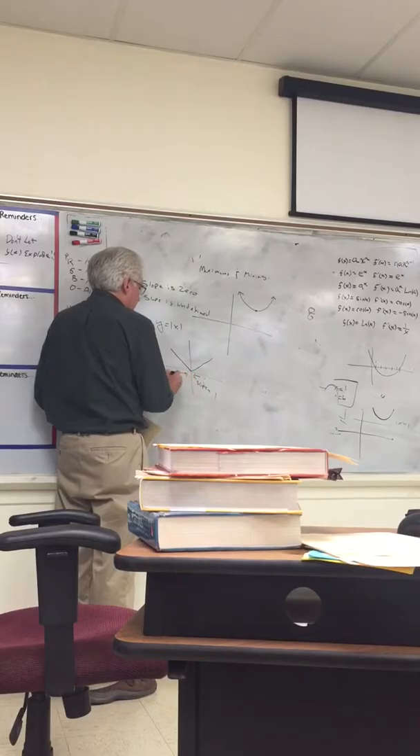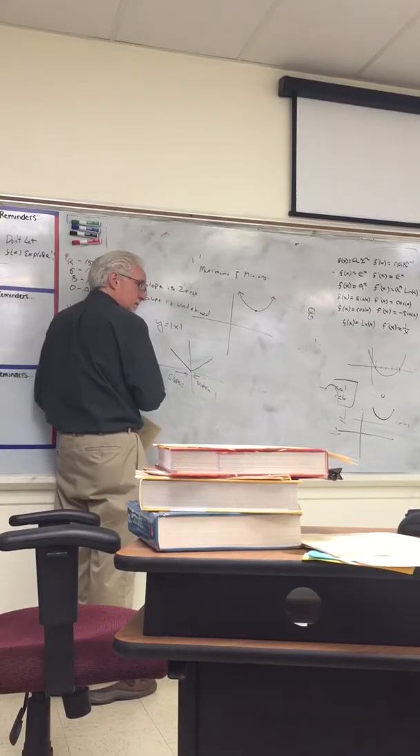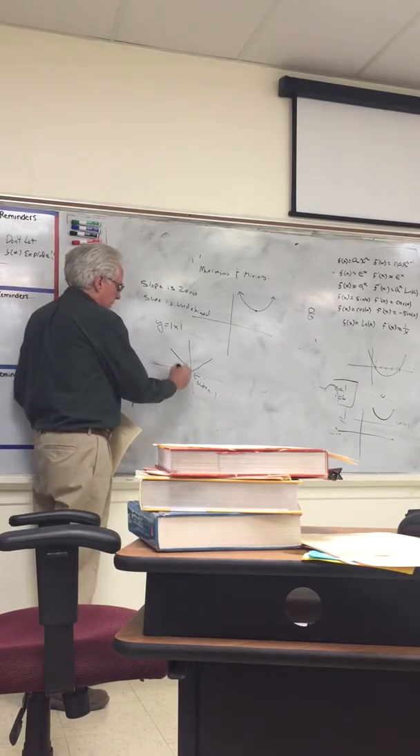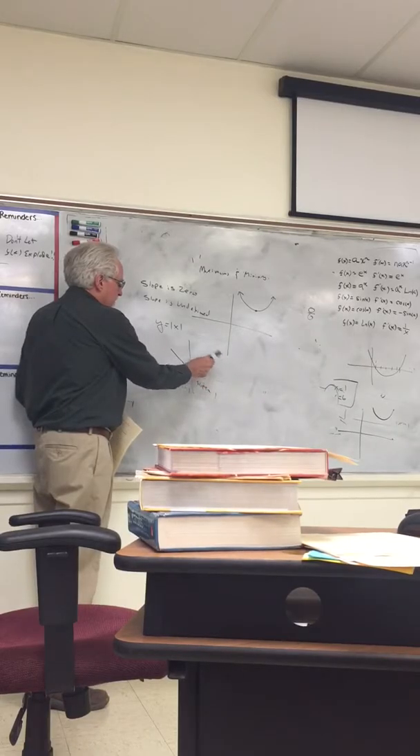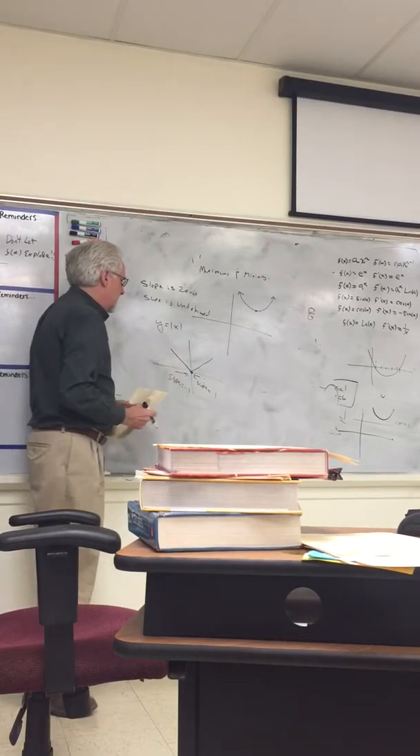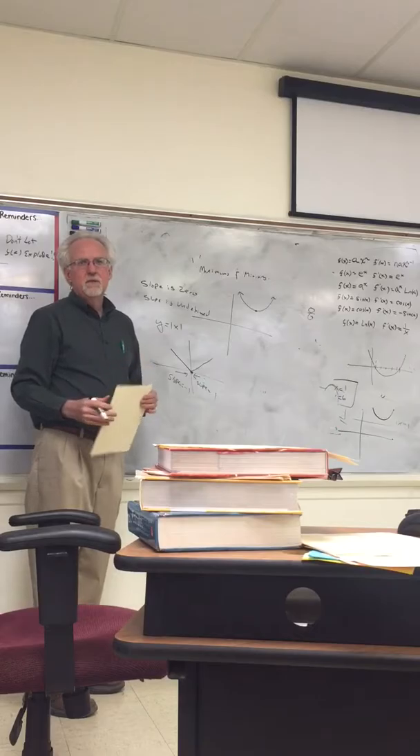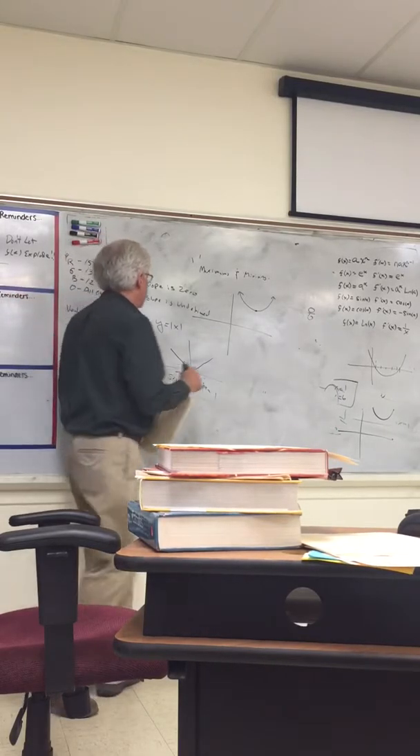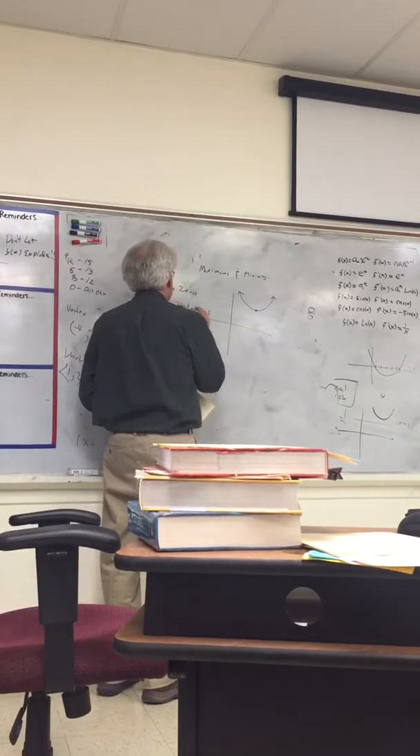On this side, slope is equal to what? Coming from here on this side, negative 1. So as I'm approaching on this side, the slope is 1. From this side, the slope is negative 1. At that point, what is the slope? Undefined. Okay, it's undefined.